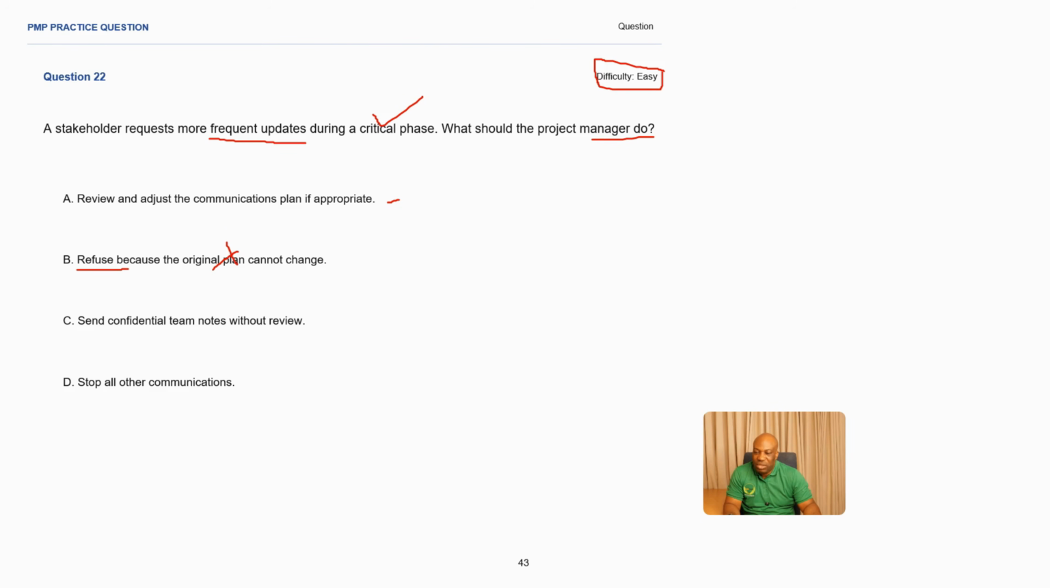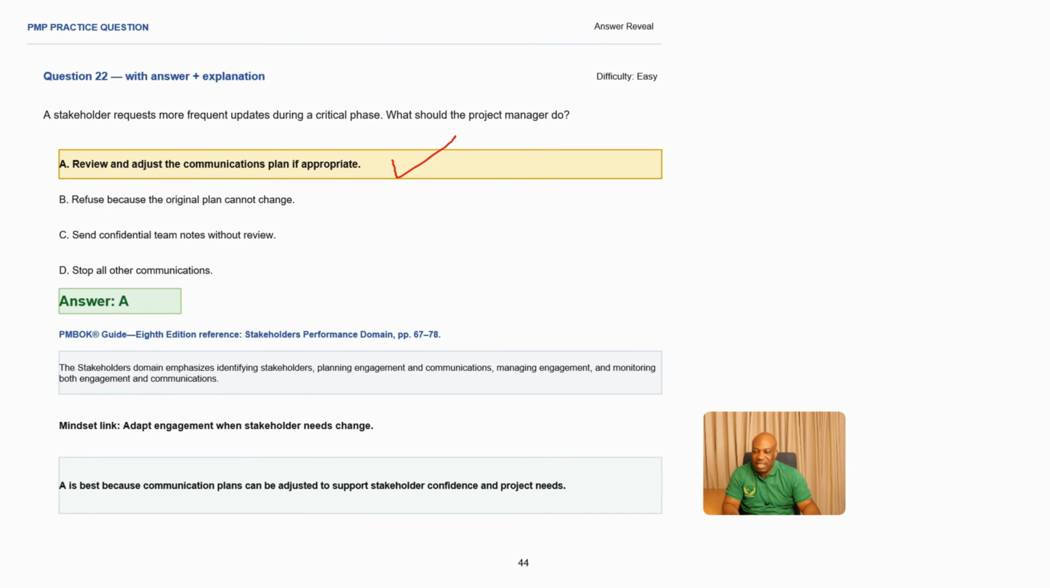Send confidential team notes without review. There's nothing called confidential in the project management process. Everything has to be very transparent. So thereby eliminating this straight away from the mindset. Stop all communication. You don't stop communication to stakeholders in a project environment. Communication must be maintained throughout the project. So eliminating this answer, making A the best answer in this scenario, you need to review and adjust the communication plan if appropriate.